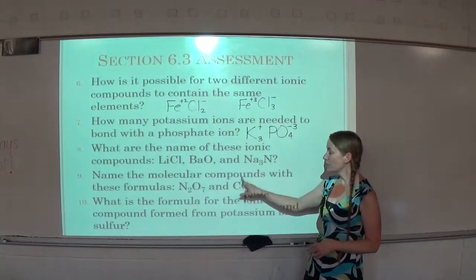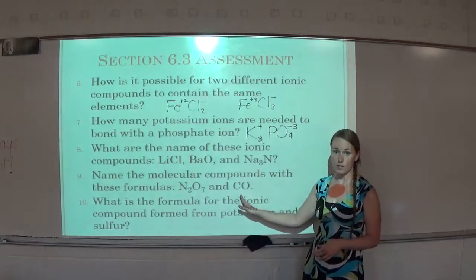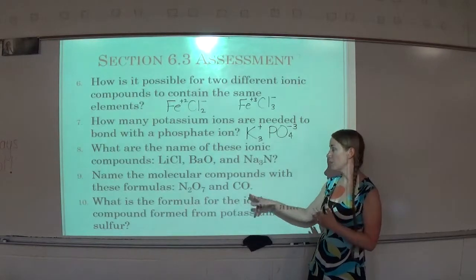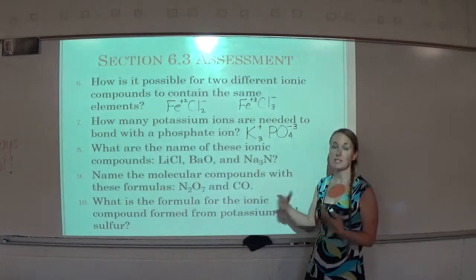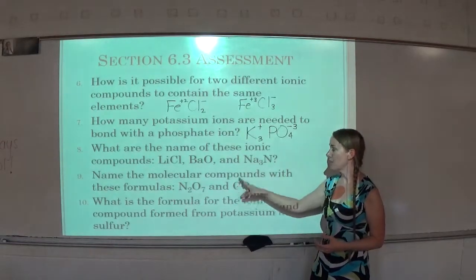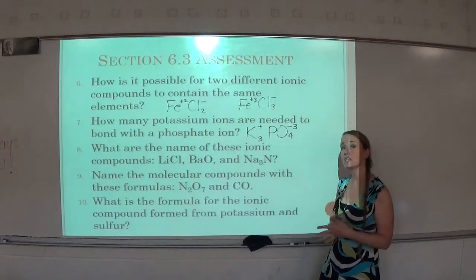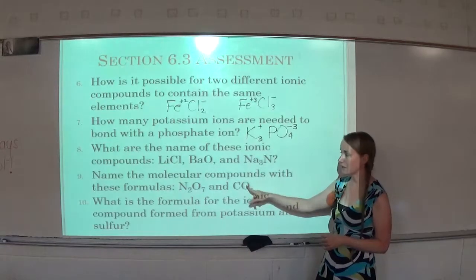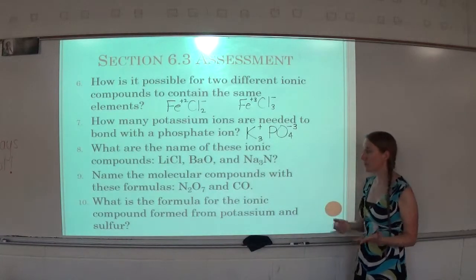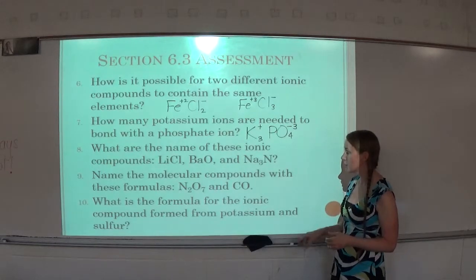And then we have CO. Now we don't ever use mono for the first element. So I'm just going to call C carbon, but we do use mono if the second element only has 1. The only time you don't use a prefix is when the first element just has 1. So we say carbon monoxide because oxygen becomes oxide. Don't forget to change the ending of that second element.